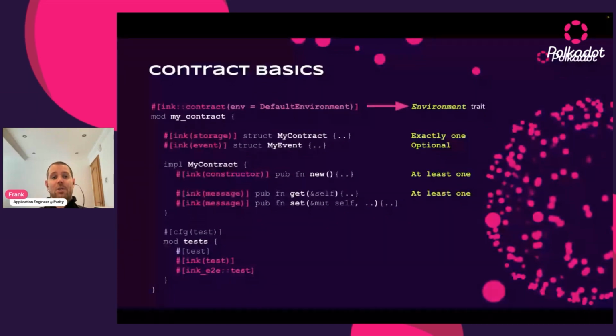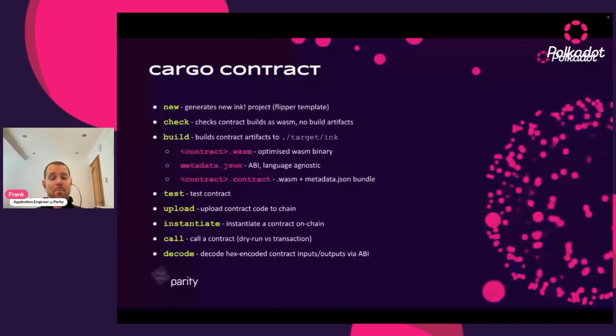We're now going to look at the cargo contract utility, which is just a command line utility which allows us to do a little bit more with our contracts once they've been written. Various subcommands are available. We've got cargo contract new, which just generates a starter project for us, so it scaffolds it based on the Flipper templates. We've then got check, which checks that the contract builds as WASM, but doesn't actually generate any build artifacts. It's a slight optimization if you just want to write a bit of code and check that everything works, especially in terms of building towards WASM.